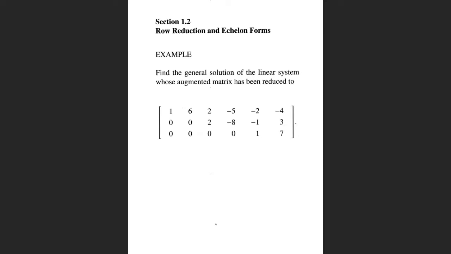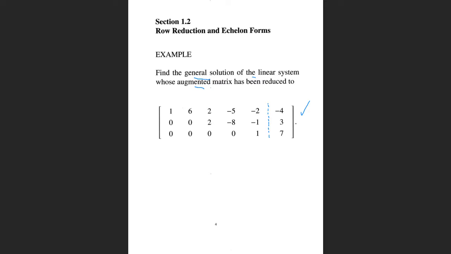Okay, so here, I know you need a little time to copy this down, but let me see here. Let me use my stylus. Okay, they want us to find the general solution of the linear system whose augmented matrix has been reduced to this augmented matrix. So we understand that on the right side we have the constants.